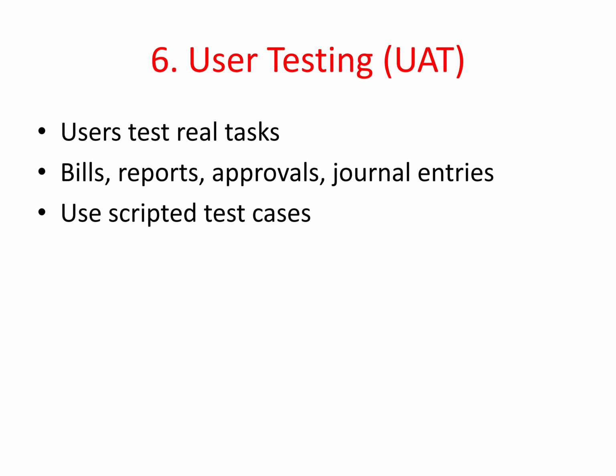Step 6. User testing. Make sure it actually works. Your team now practices real tasks in the new system, like entering bills, running reports, posting journal entries, and approving transactions. Why this matters. It ensures the system works the way your team actually works. Mistake to avoid. Letting people test freely with no plan. Give them a checklist of real tasks to complete.